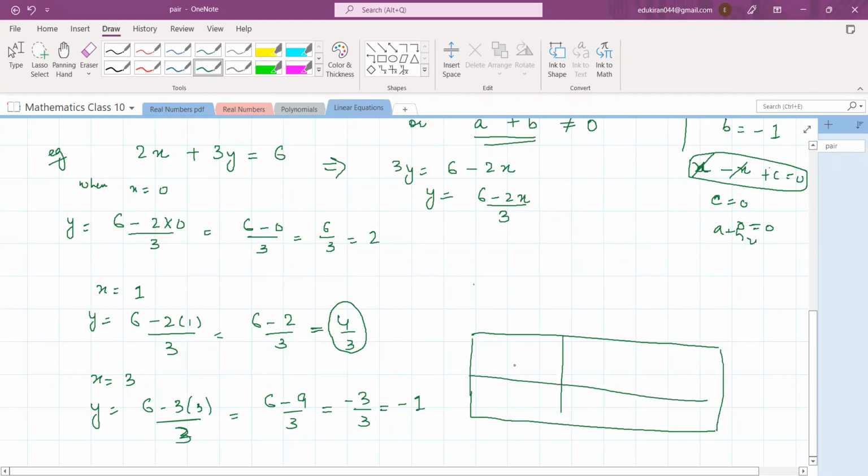Okay, so that's how you plotted x and y, right? So when x is 0, my y is coming out to be 2. When x is 3, my y is coming out to be minus 1. Clear? Let us try to plot it.